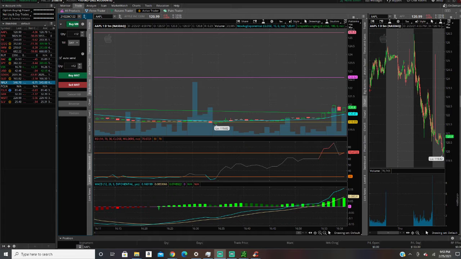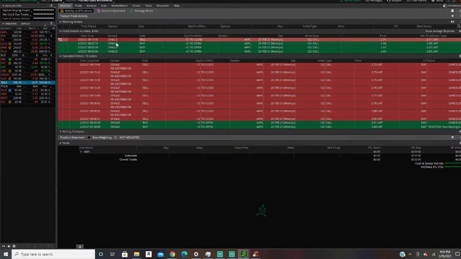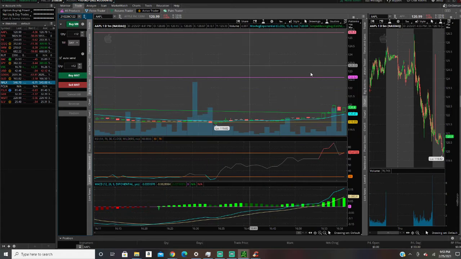This trade was a 13-minute trade. I got in at 8 a.m. today and I exited the trade at 8:13 a.m. So I will be going over it real quick.